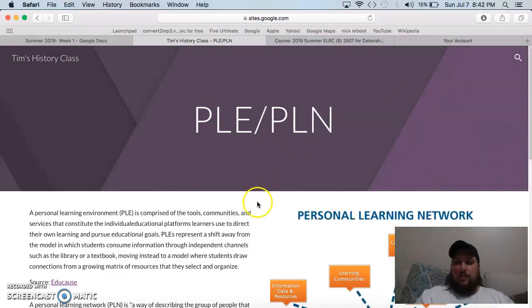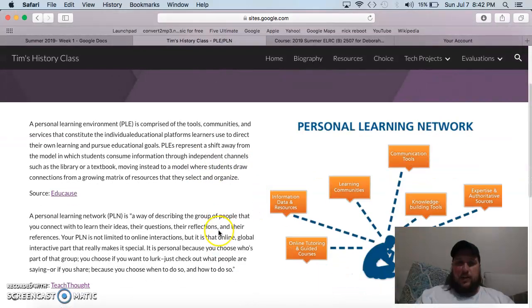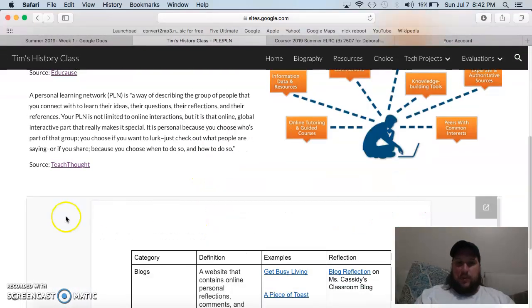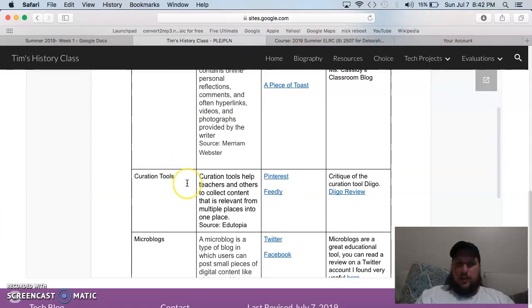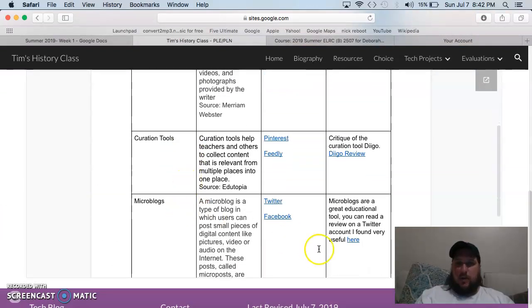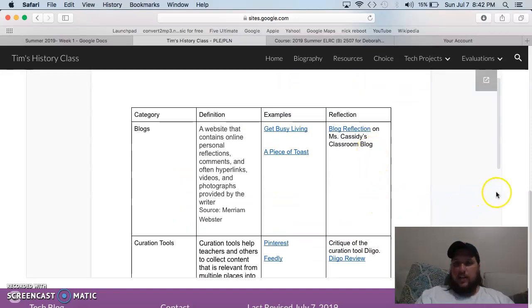I have the PLE and PLN page with the definitions for both of them and the assignments we did with blogs, curation tools, microblogs, and the three reflections I did on each of those.